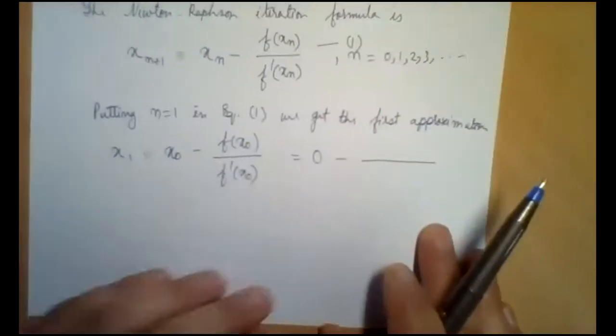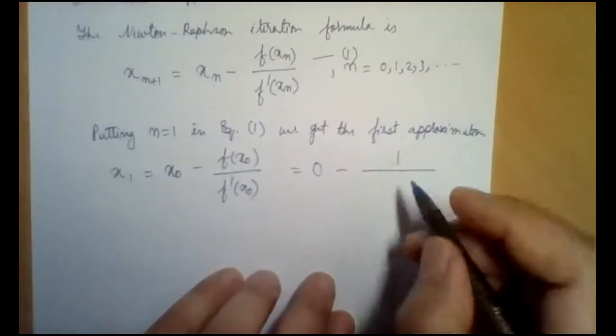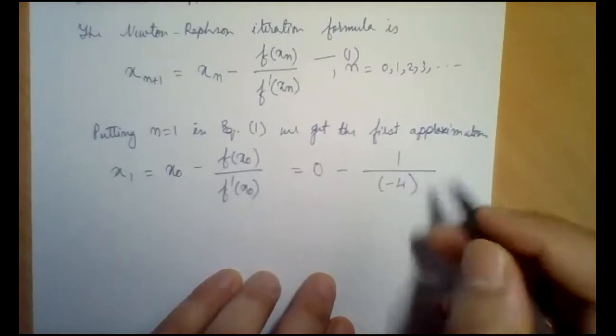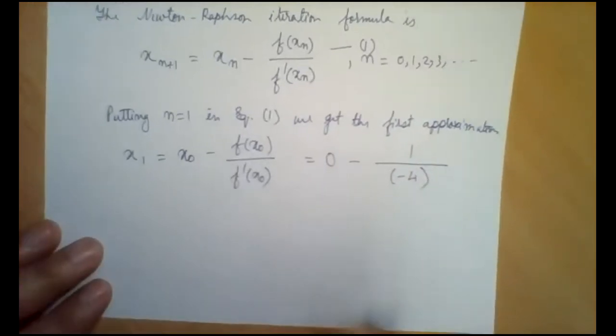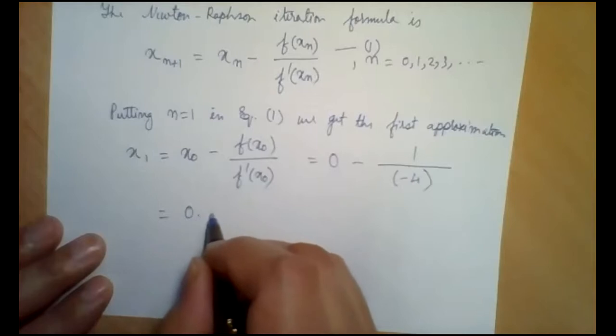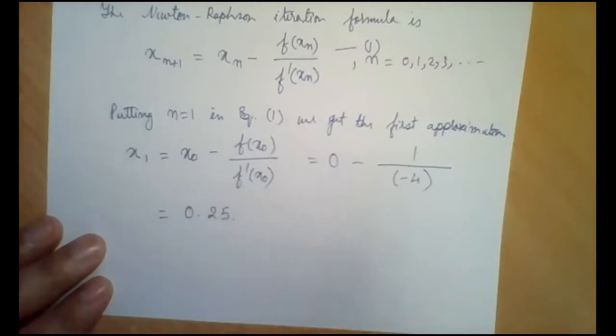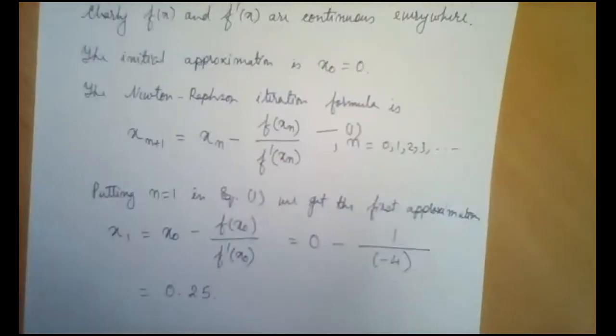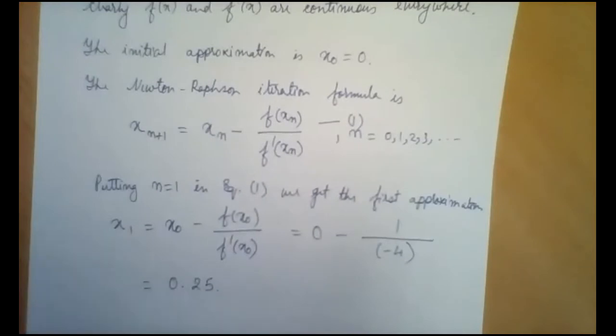So this is 1 divided by minus 4, which is nothing but 1 by 4. So this is 0.25. So x1 is very simple. x1 is 0.25. Next, let us calculate x2.